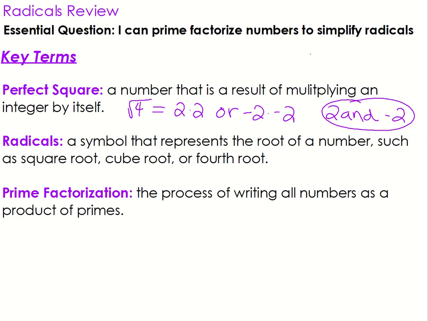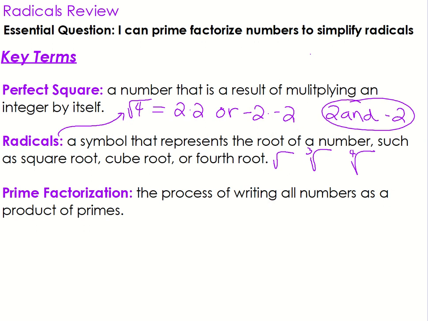Now, a radical is what we call these symbols. So it's a symbol that represents the root of a number, such as square root, cube root, fourth root. So this symbol right here is called a radical. It takes care of all of that. All right, and we can put that here too, right? Square root, cube root, fourth root.